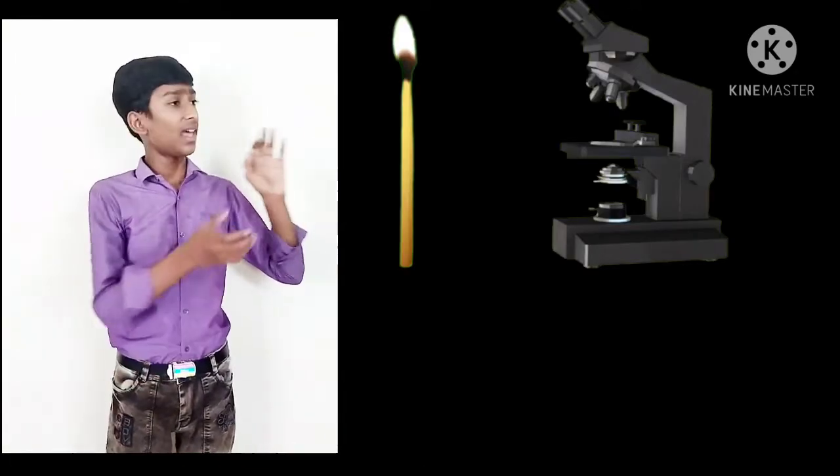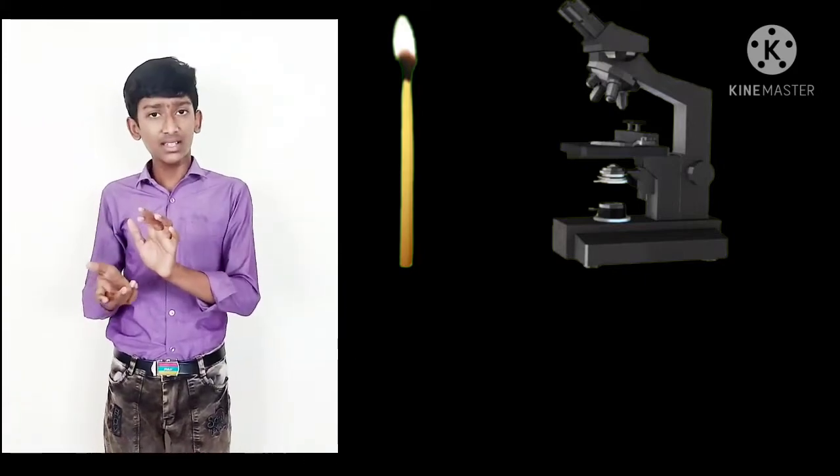Friends, now let us observe the cells of a matchstick. For this activity you need a matchstick, a microscope, 2 slides, water, etc. Now take the matchstick, keep it in a beaker of water for a night, and the next morning take it out. Now cut it into thin pieces. Now take a thin piece, keep it in water on a slide. Now cover it with a slide.